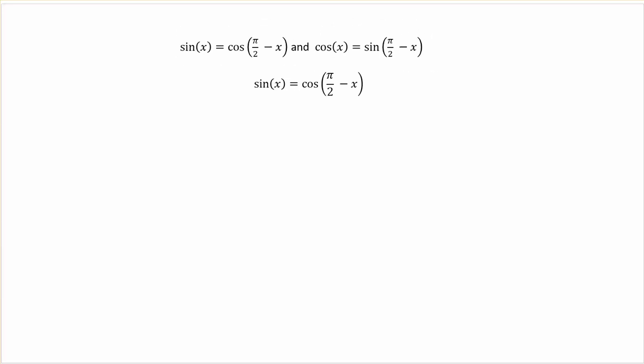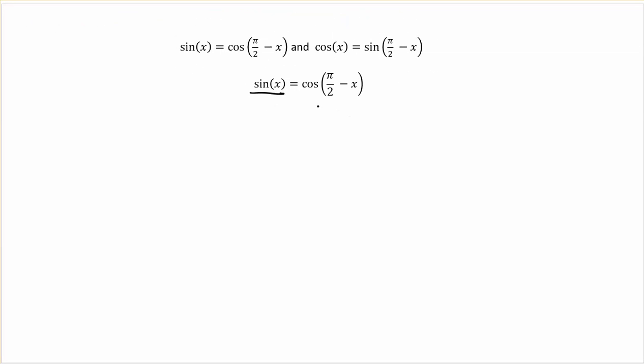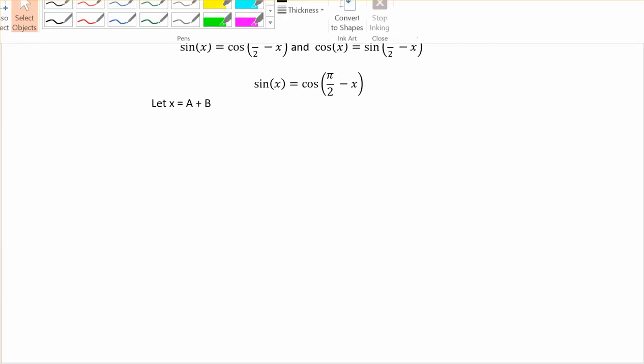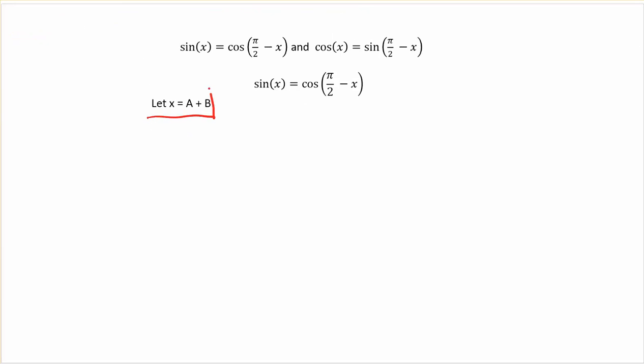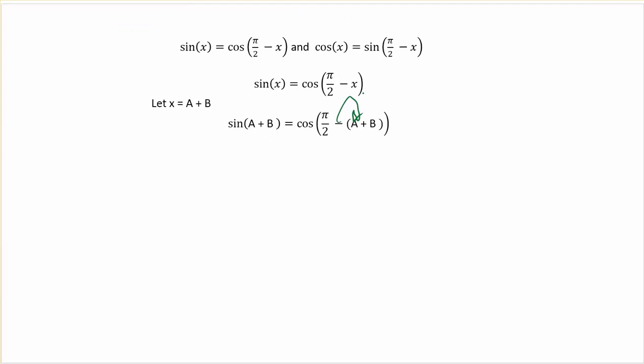So we'll start here. We have a positive sine x, and that's going to equal this shifted cosine function. We're going to substitute in for x, a plus b. So we'll put a plus b in for x here and in for x here. Now, at this point, we need to distribute the negative sign to both a and b. But what will help us here is we're going to group the a with the pi over 2.